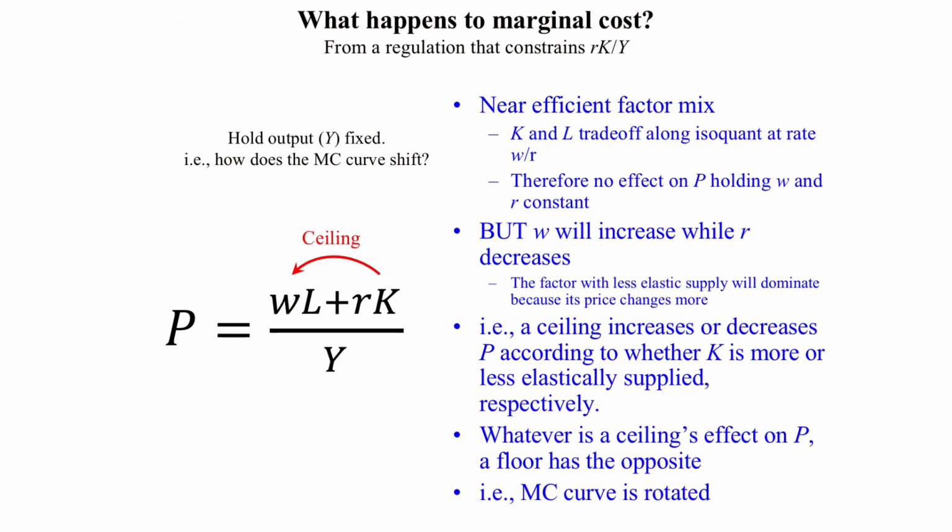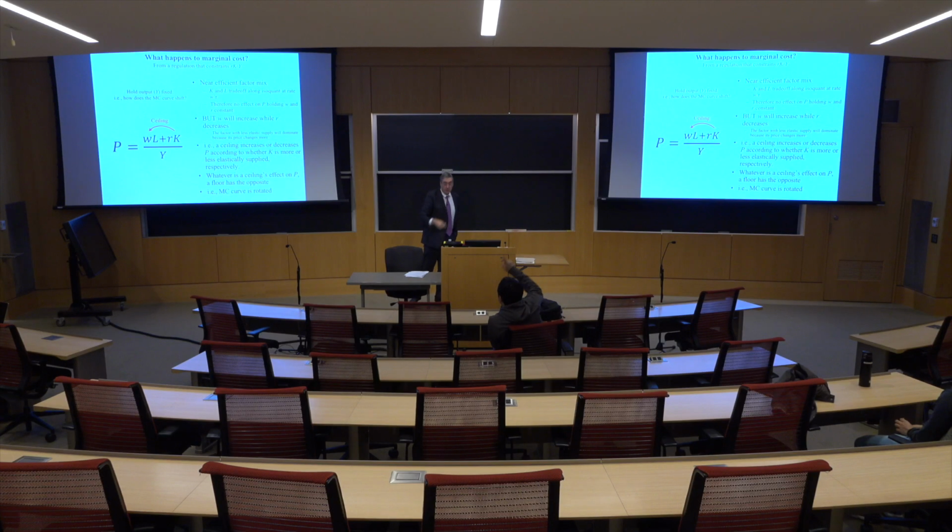And that is already a difference now between what we're doing and the kind of textbook model. Yes? Floor on the factor prices, or floor on what? This is a floor on RK over Y. Okay. So the consumer, they do their L part, but they have to pay for the company to do their K part. And this is a floor on what they pay the company.